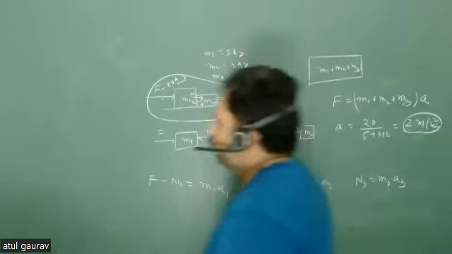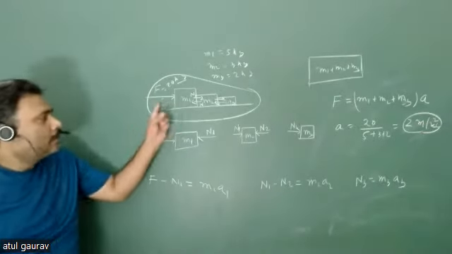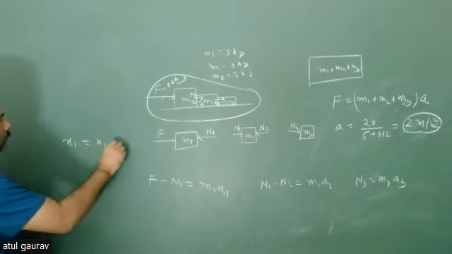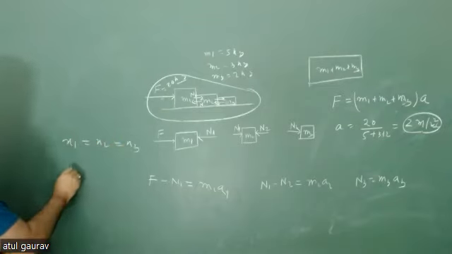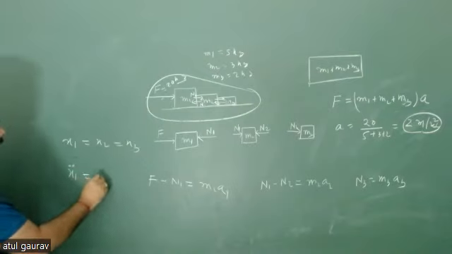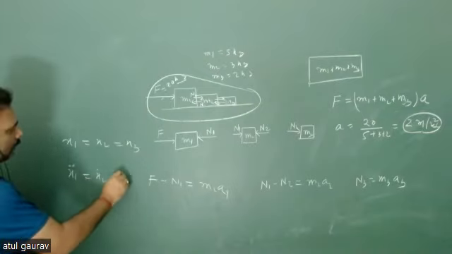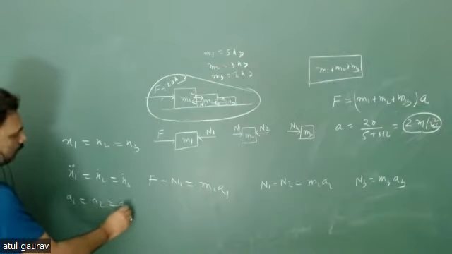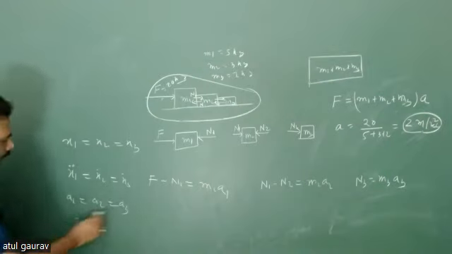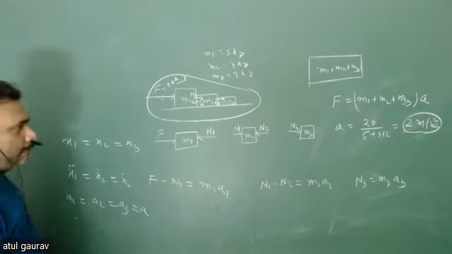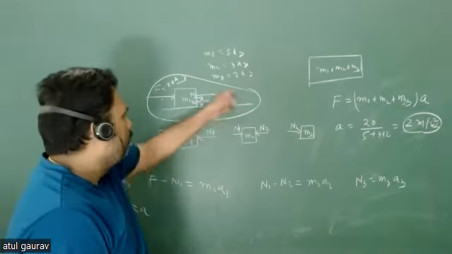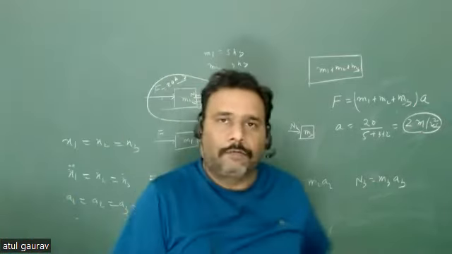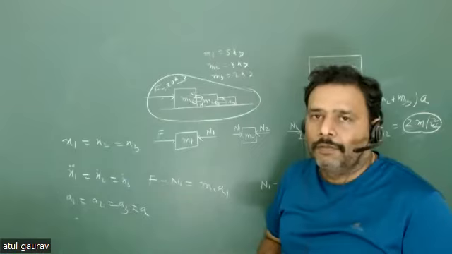But we know that displacement of each particle is same, means x1 is equal to x2 is equal to x3. So x1 double dot is equal to x2 double dot is equal to x3 double dot. So a1 is equal to a2 is equal to a3, and this can be written as a. That can be equal to equivalent acceleration of a whole composite system.